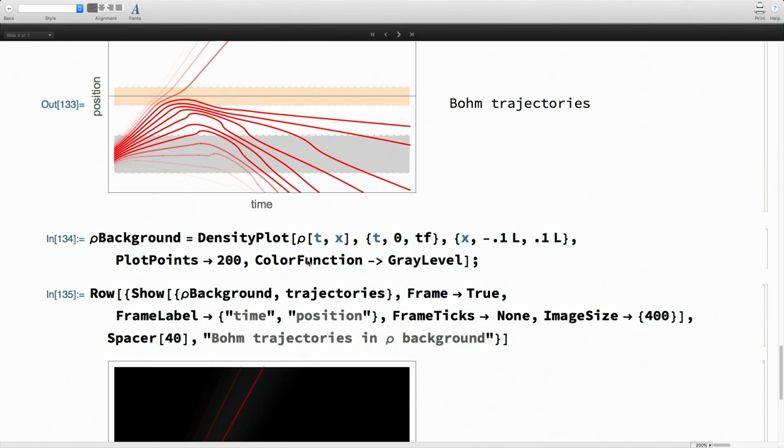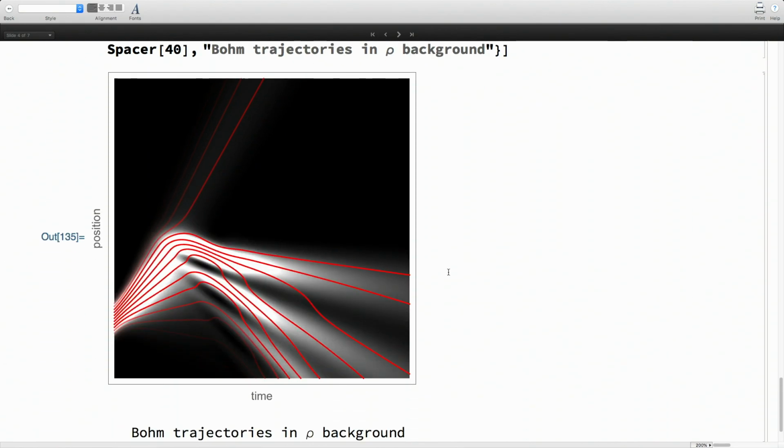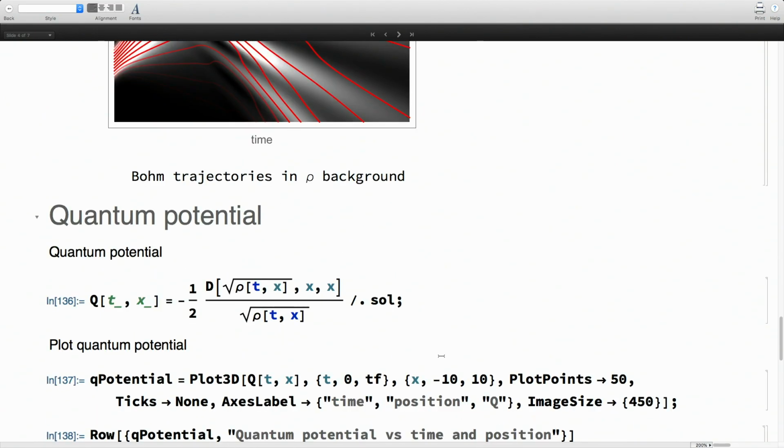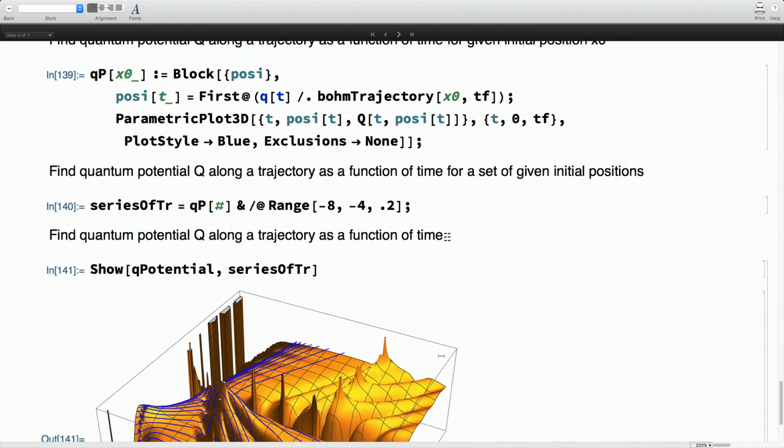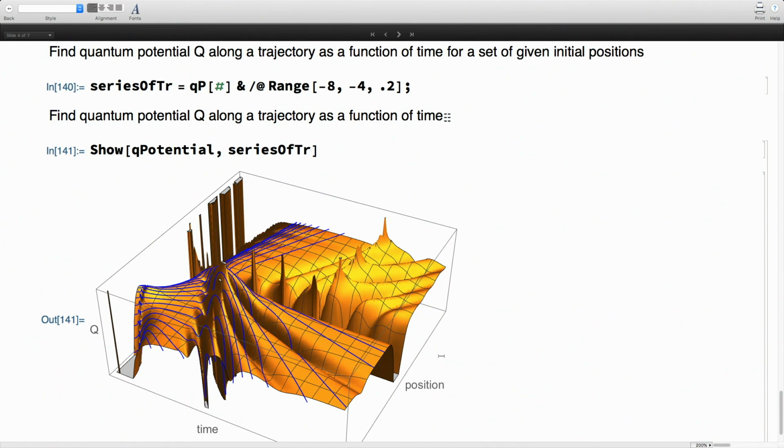And let me show you the correspondence with the modulus square of the wave function, the probability density. Here, as you can see, I plotted the density of the wave function in the background and then the quantum trajectories. And the quantum trajectories follow the locations where the modulus square of the wave function has the maximum values. And also, let me show you the non-classical feature of Bohmian theory, and let me show you the last picture, which is the quantum potential, the strange feature that we have in Bohmian mechanics, which is responsible for the non-locality in Bohmian mechanics.